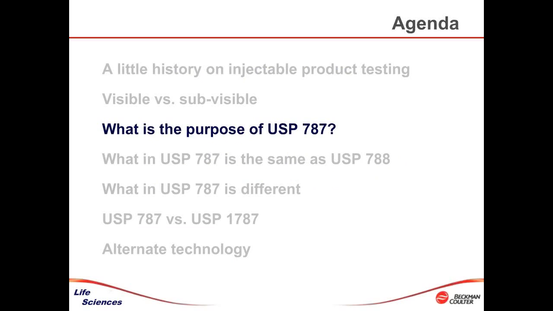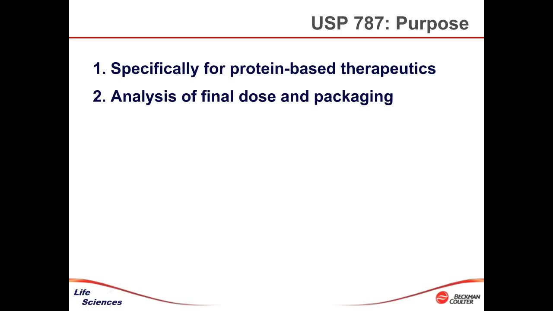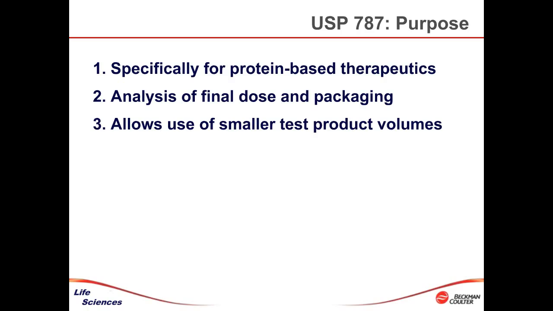So why have a new chapter? What's the focus for 787? Well, fundamentally, it's addressing the needs, particularly of the production and testing of protein-based therapeutics. And it's looking at the final dose and packaging of it. It allows the use of smaller test volumes, which is kind of the critical point for a lot of people in the industry. The amount of material needed to test under 788 was significant, typically 25 milliliters, and that can be quite an expensive test to execute at that volume.